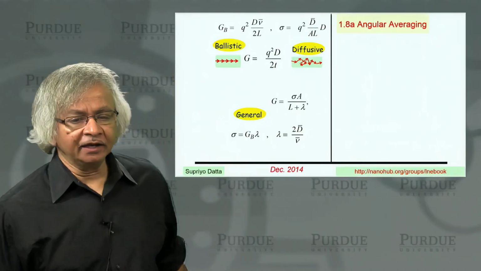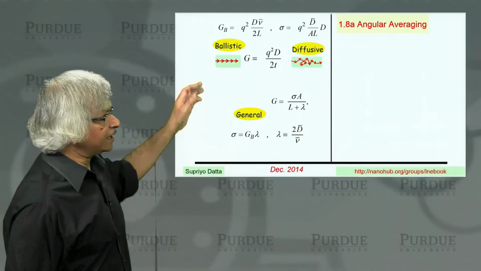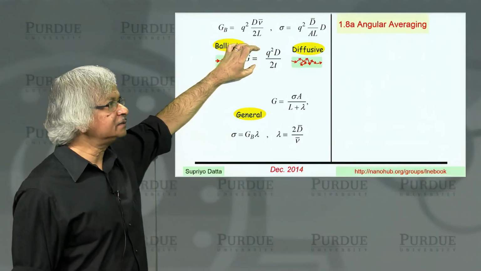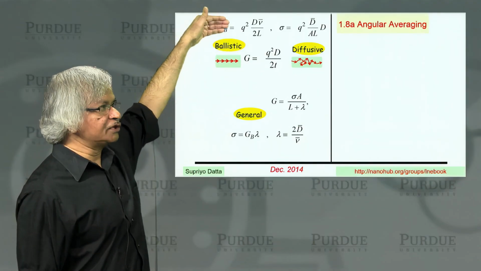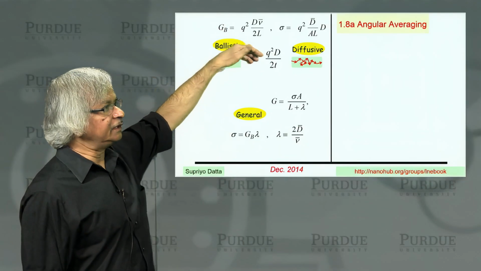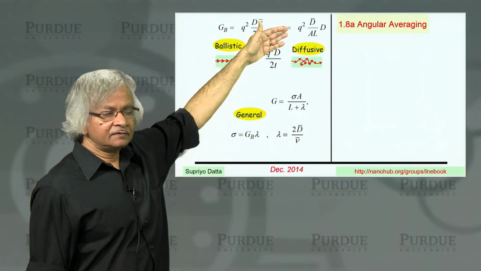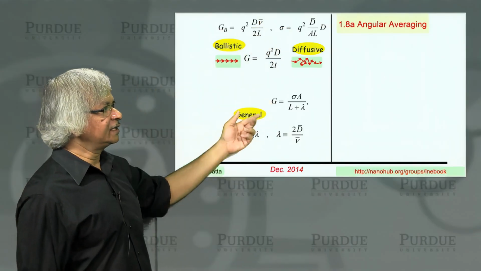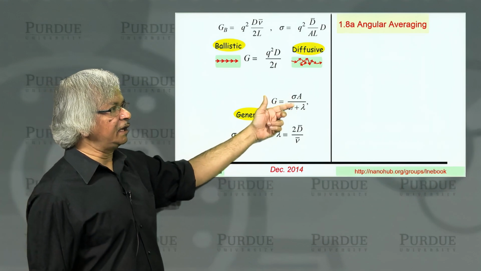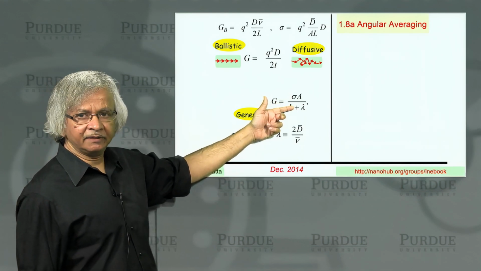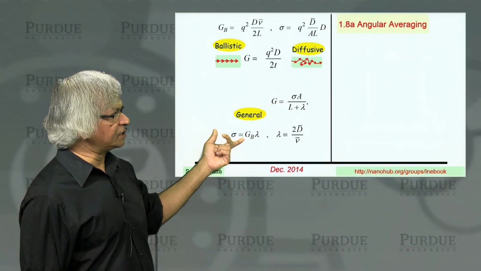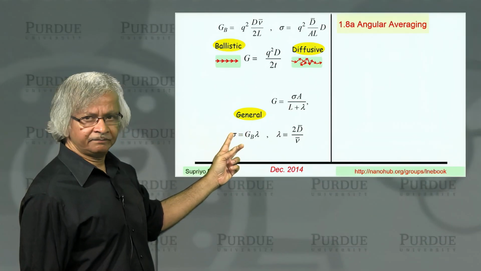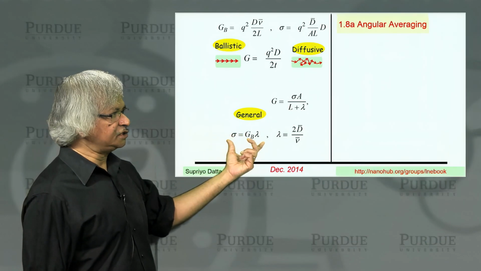Now, what we did in the last 3 lectures, I guess, we started from this expression for conductance we had and applied it first to the ballistic limit, then to the diffusive limit, and then we said you could connect it all together and write G as sigma A over L plus lambda. And again, I noticed there's a little mistake here. This should have been sigma A, see, and that's equal to GB lambda.